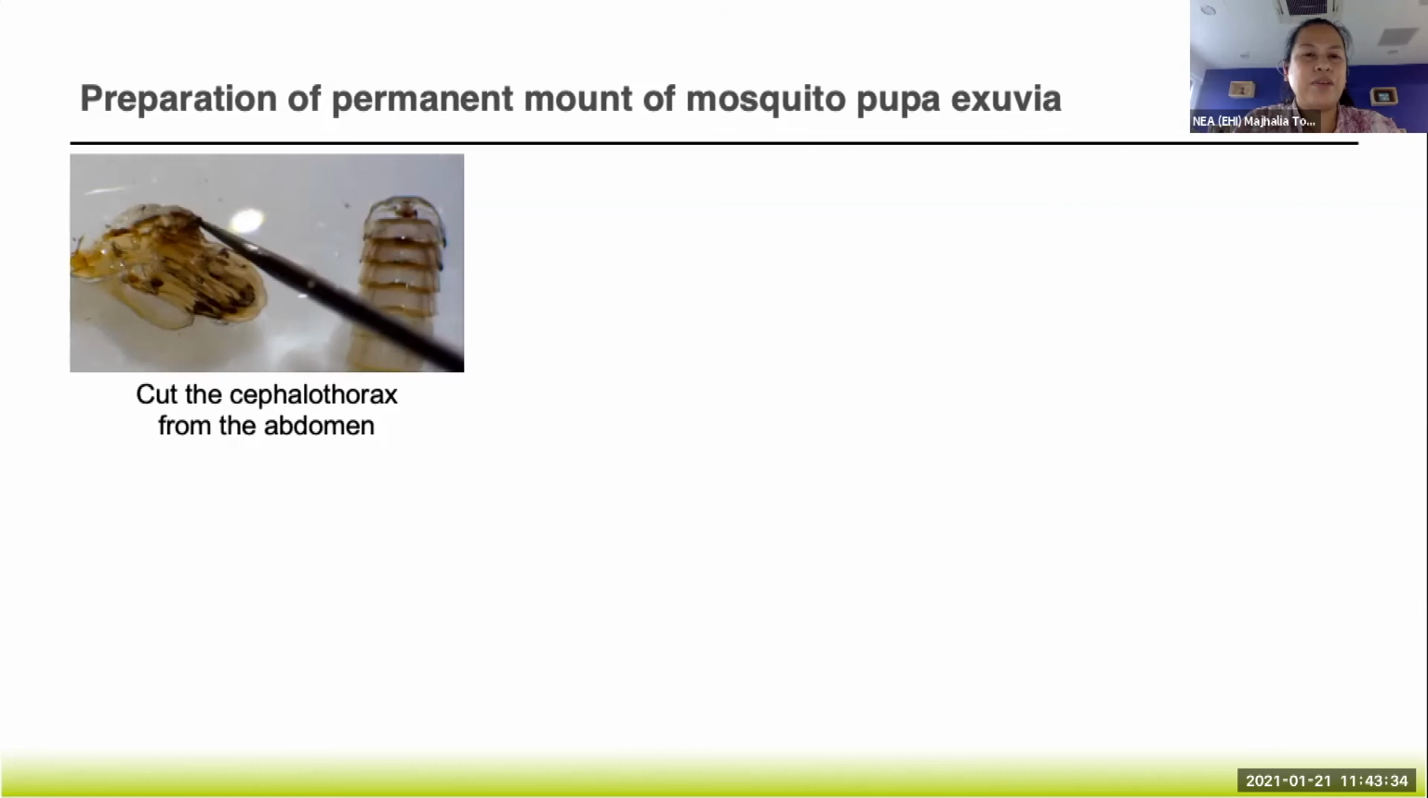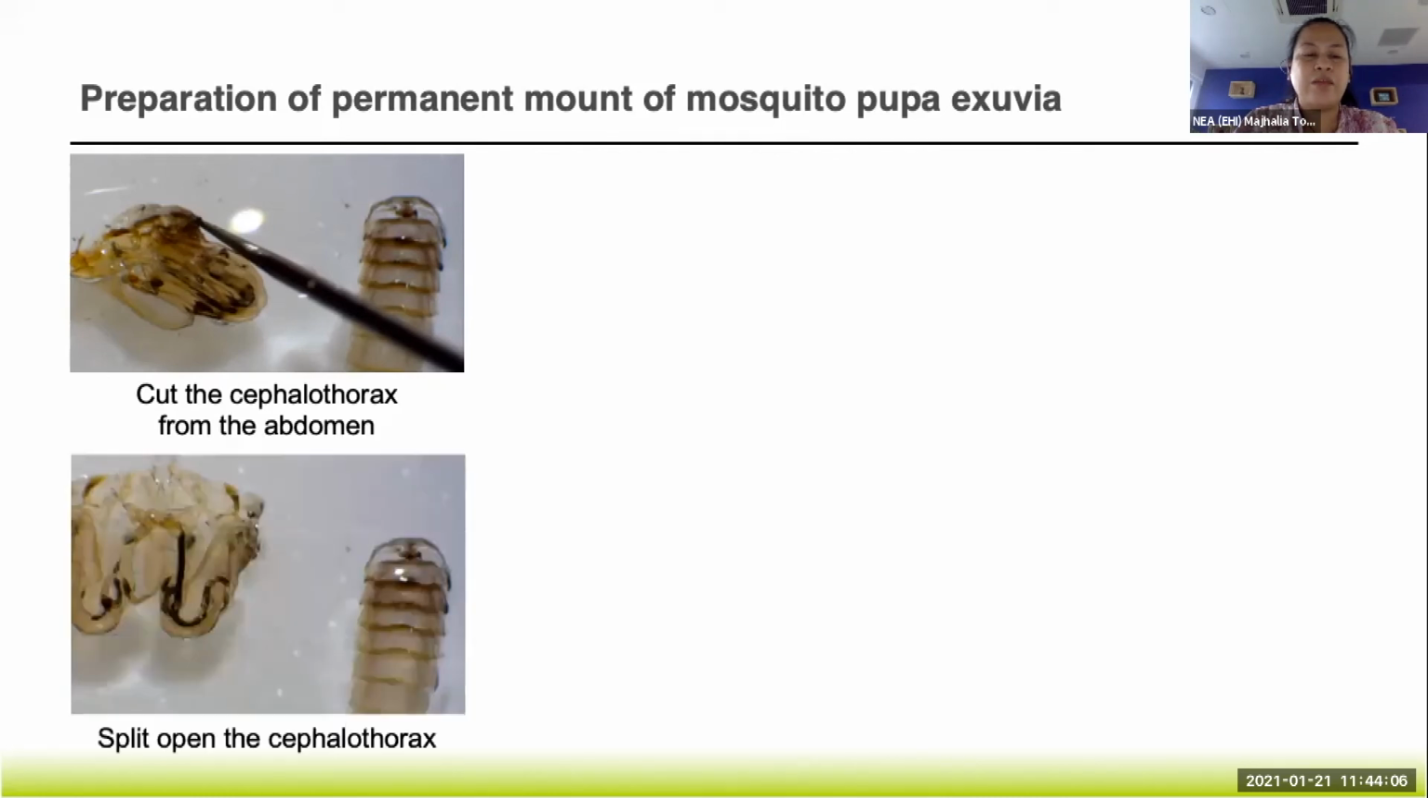So if you're viewing the pupal skin, you have to separate the head and the abdomen, because the pupa is comma shaped, right? And if you don't separate the head and the abdomen, it will be sideways on your slide. So you will not be viewing the dorsal side, you will be viewing the lateral side of your sample. By separating it, you view the dorsal side of the abdomen, and then you can open up the head or the cephalothorax, split it open, and make sure you're viewing the dorsal side.